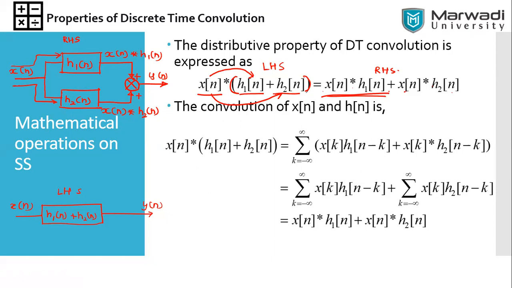Why not? Yes. Why two responses? Why each one is this? Why not? Have each one and then h1 of n and h2 of n. Yeah, why do we need two?